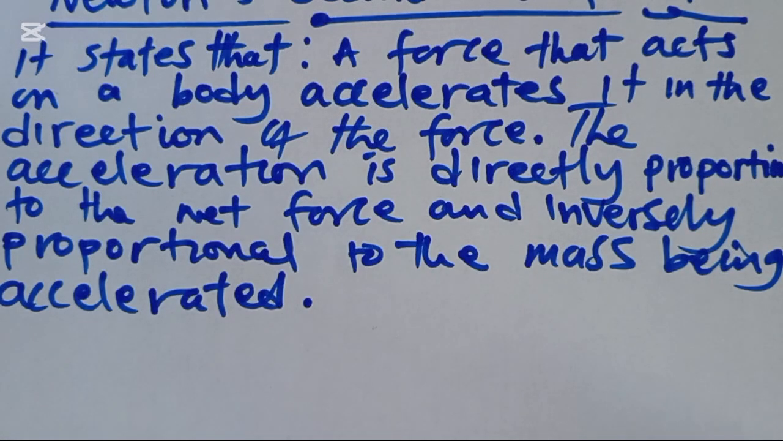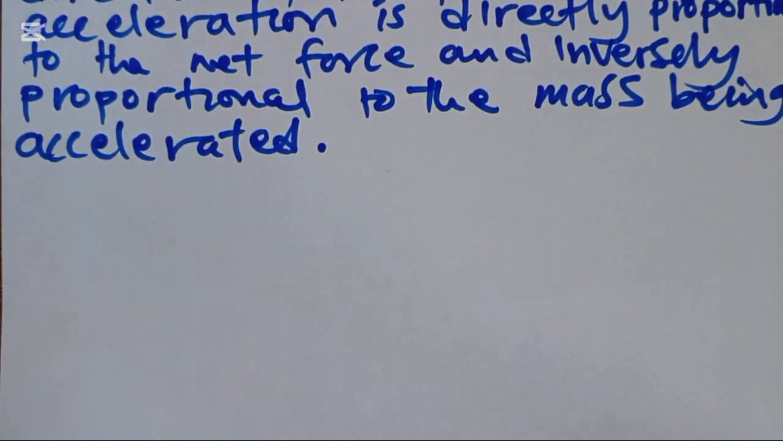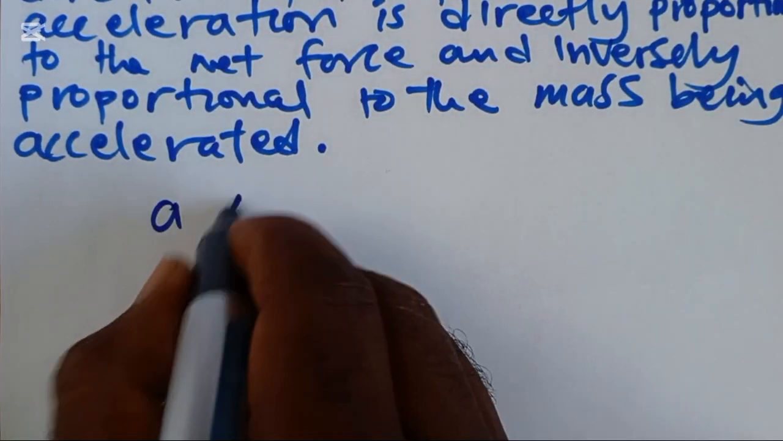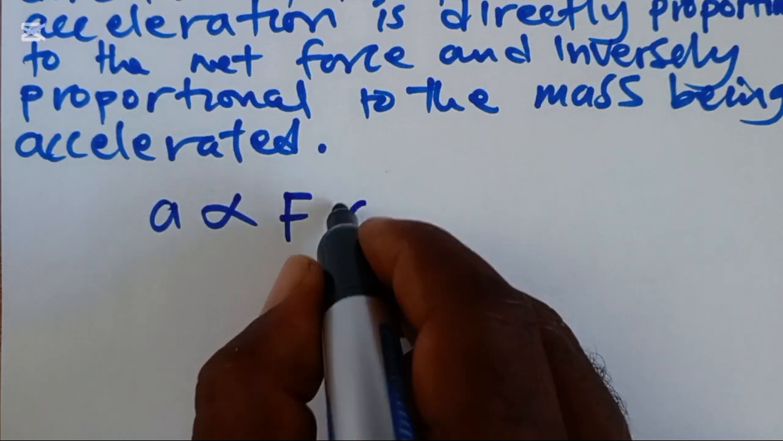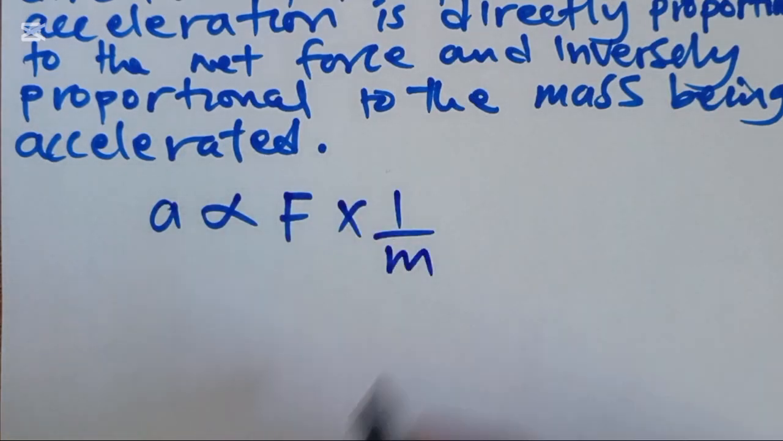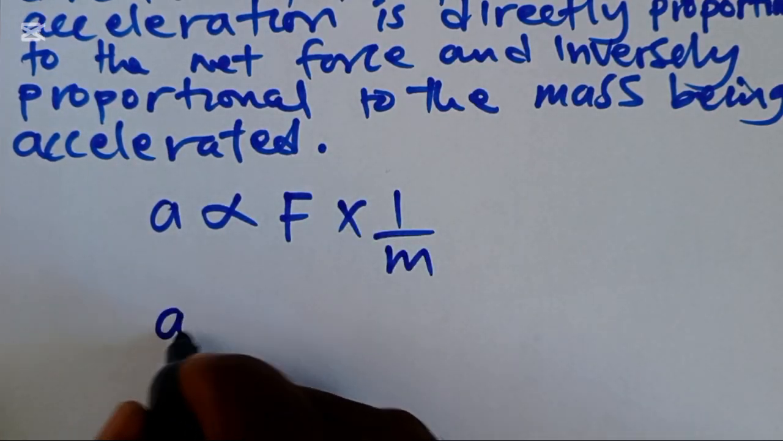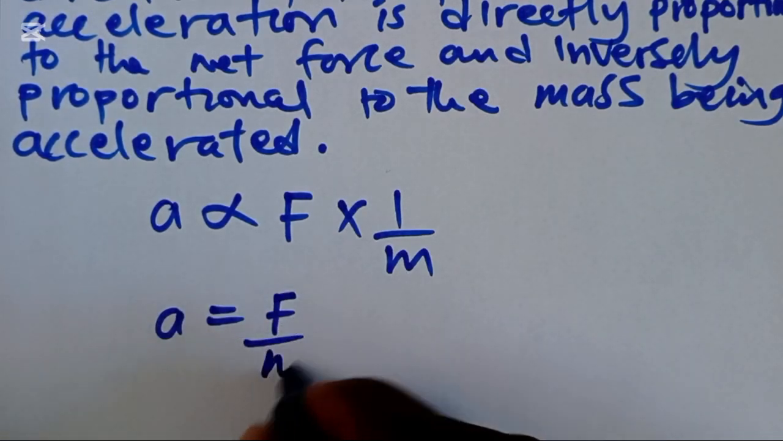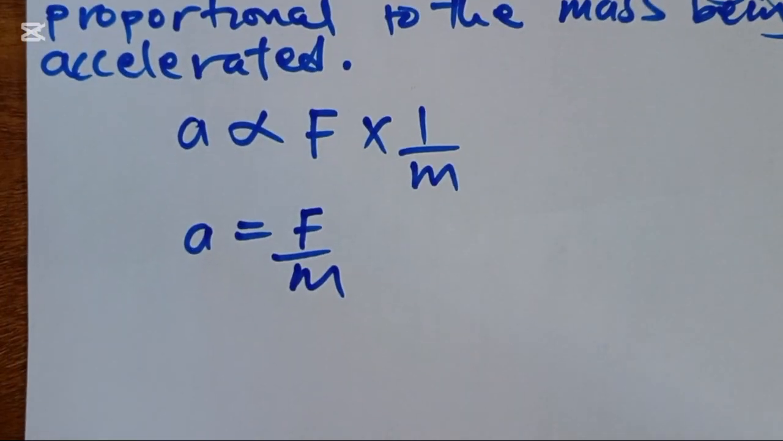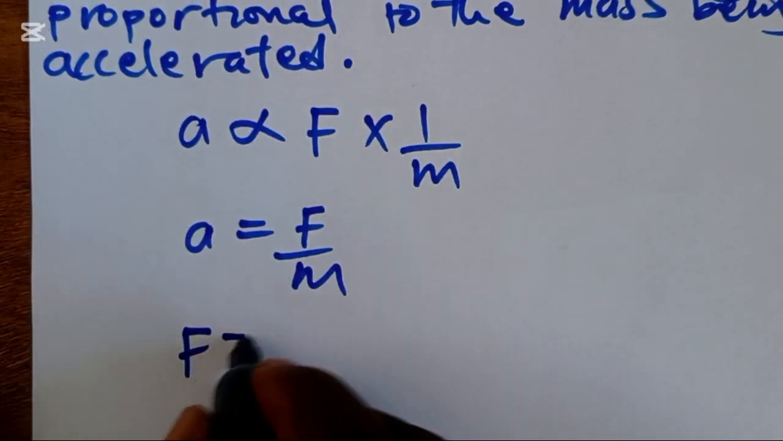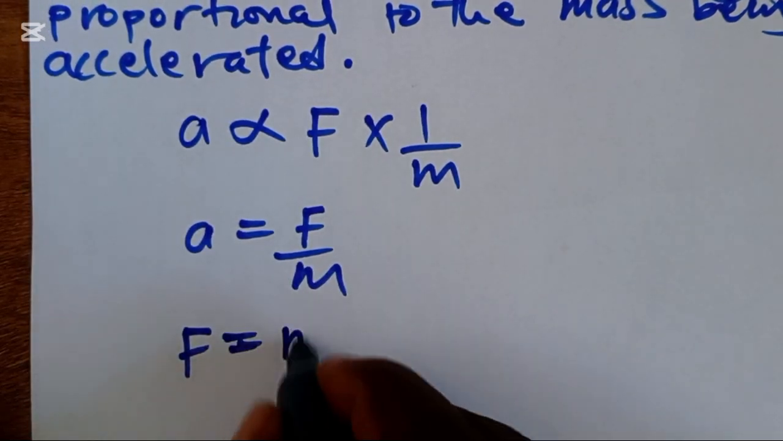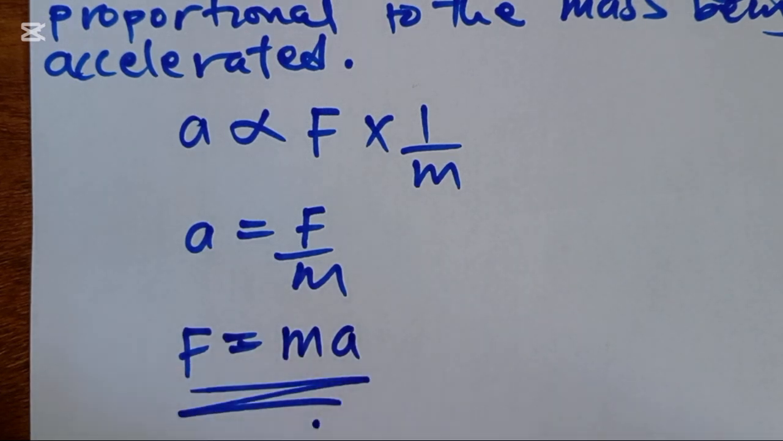A force acts on a body and accelerates it in the direction of the force. The acceleration is directly proportional to the net force and inversely proportional to the mass being accelerated. So this implies that acceleration is directly proportional to force and inversely proportional to mass. So acceleration is equal to force over mass, a = F/m. So force is equal to mass times acceleration, F = ma.